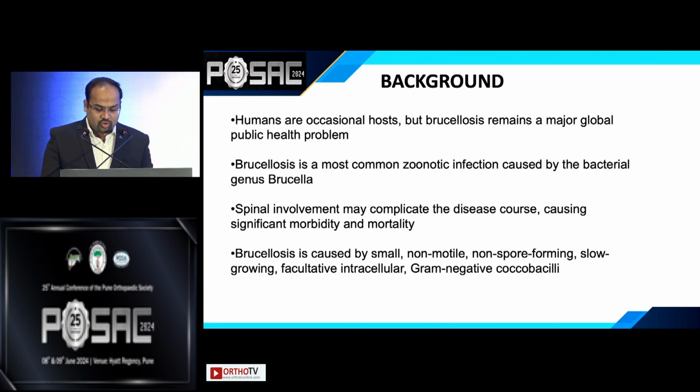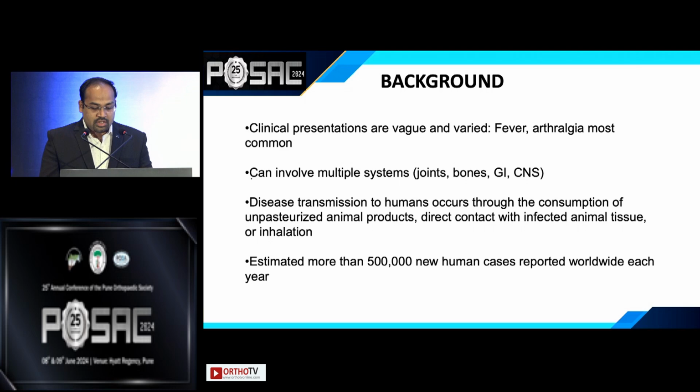Brucellosis is caused by small, non-motile, non-spore forming, slow-growing, facultative intracellular gram-negative coccobacilli. Clinical presentations are vague. It may cause fever and arthralgia, which are most common. It can involve multiple systems, including the spine.